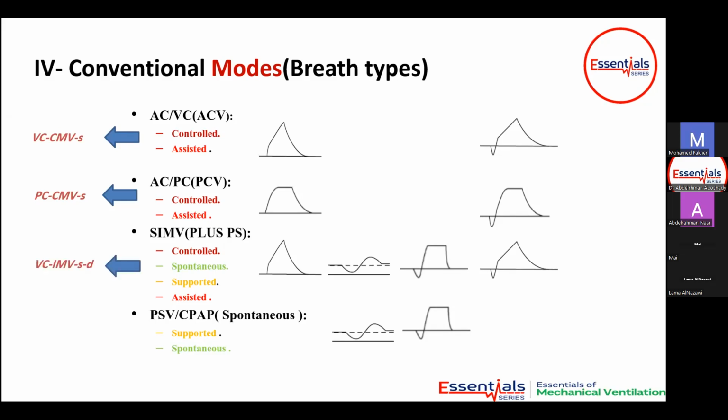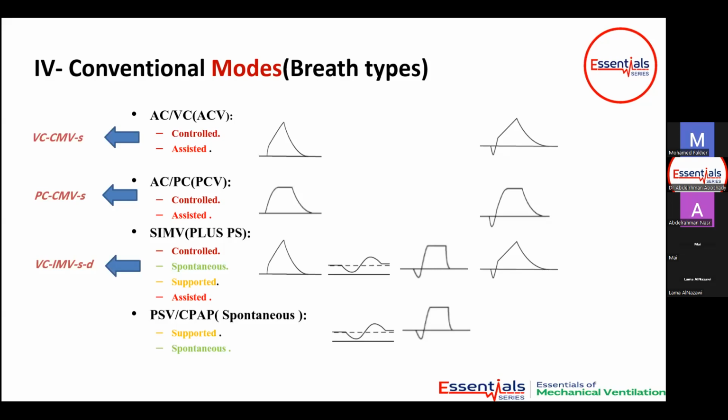While the SIMV, the usual SIMV in most ventilators, is usually a volume control because you set the volume and the flow in the controlled and the assisted breath. IMV, because it gives controlled and assisted on the time of control, and it can give spontaneous and supported breaths in between. So it's intermittent mandatory ventilation. It's usually a set point and sometimes called a dual control because it varies between pressure and volume control. But this is not the dual control we are dealing with in the topic of the ventilation.